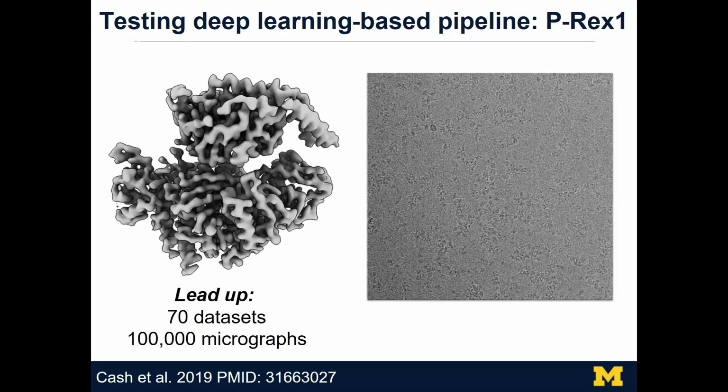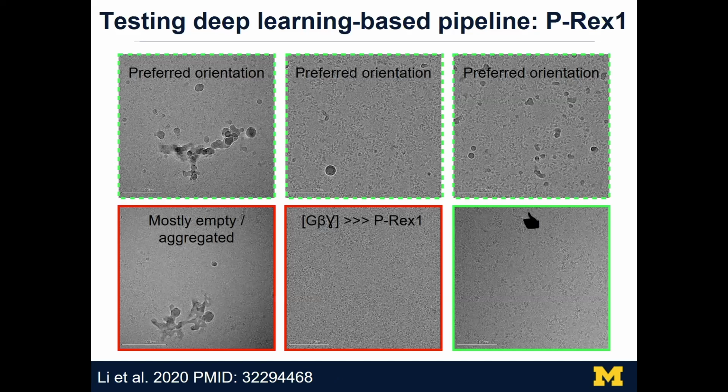So we then test our pipeline on some real challenging data, and this was a challenging project in our lab. In order to get the structure of this P-Rex1, we collected a total of 70 data sets over 100,000 micrographs. And we select 6 data sets from the total data sets as a data screening case study. All these selected 6 data sets have different conditions for screening.